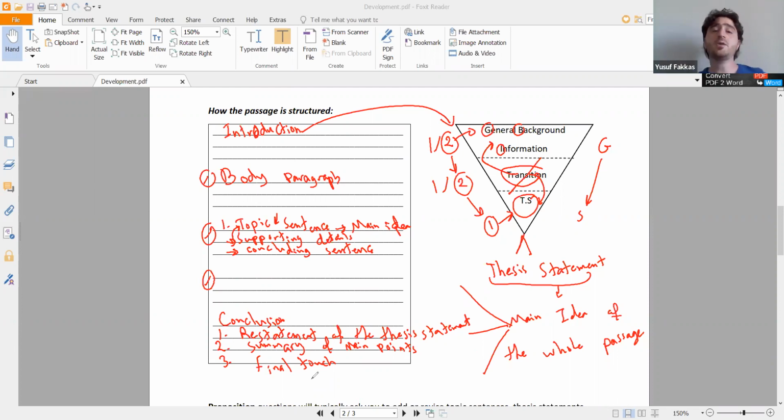Okay, this is how every single essay and every single passage on the SAT is structured. For the conclusion on the SAT, usually they just focus on the first part, which is restatement of the thesis statement, and sometimes they add a final touch. Okay, but we should be aware of all these elements so that we understand how the ideas are developed. And that's why now we said the first area we have in expression of ideas is development. And this is how you develop your ideas. Any questions?